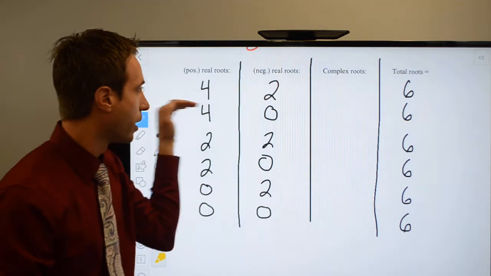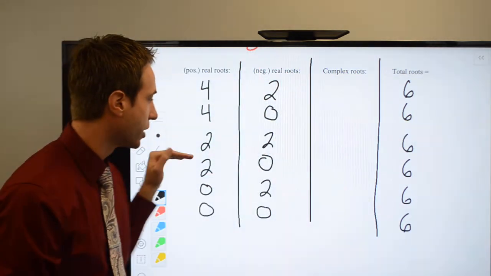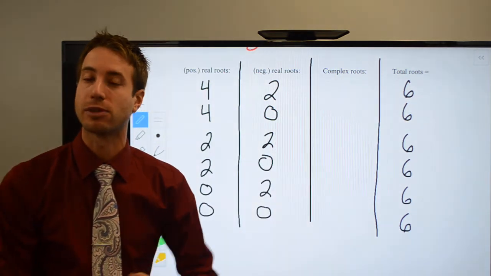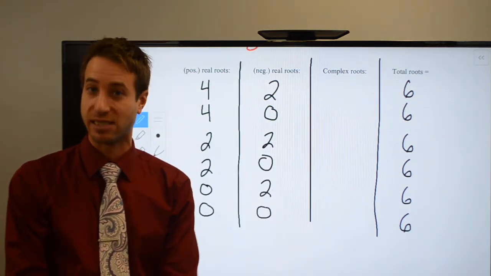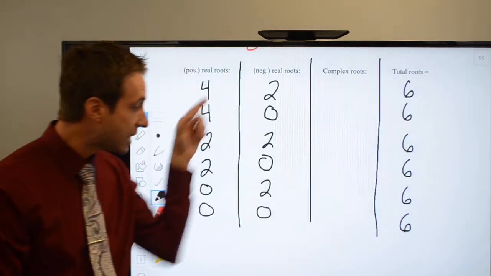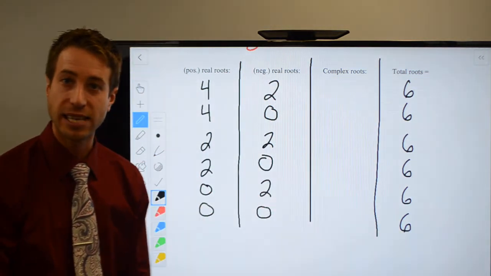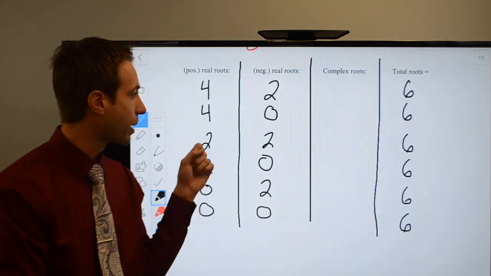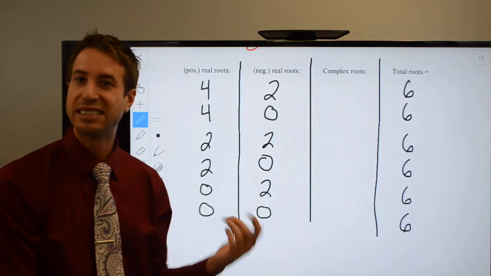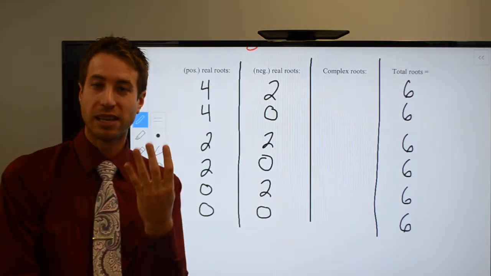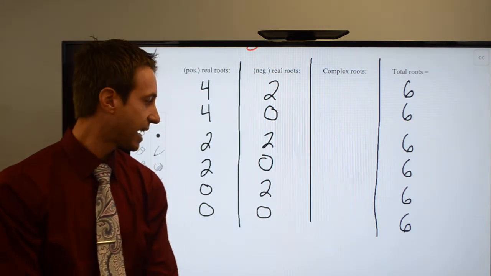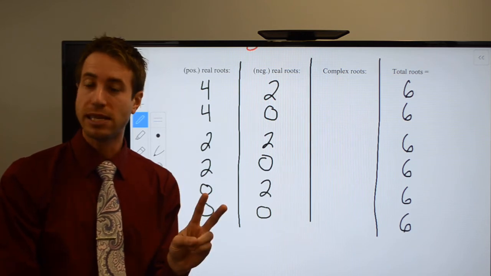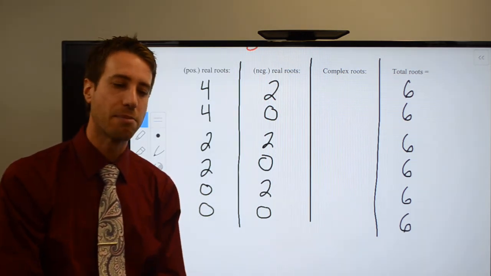Every single one of these possible combinations must add up to 6 roots, because that's what the fundamental theorem of algebra says. It says I have to have 6 zeros, right? So every single one of these possible combinations must get me to 6. Right? But some of these don't add up to 6. Like, for example, this one right here, 2 and 2. That's only 4 zeros. The fundamental theorem of algebra tells me I have to have 6. This one here, 0 and 2. That only gets me 2 zeros. The fundamental theorem of algebra tells me I must have 6.